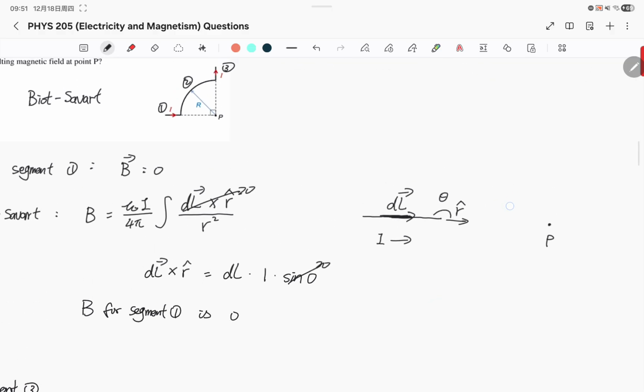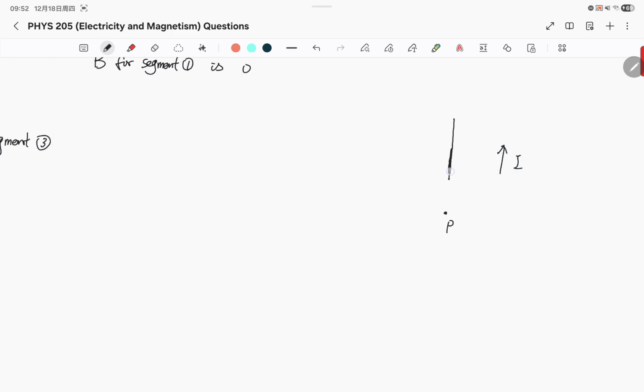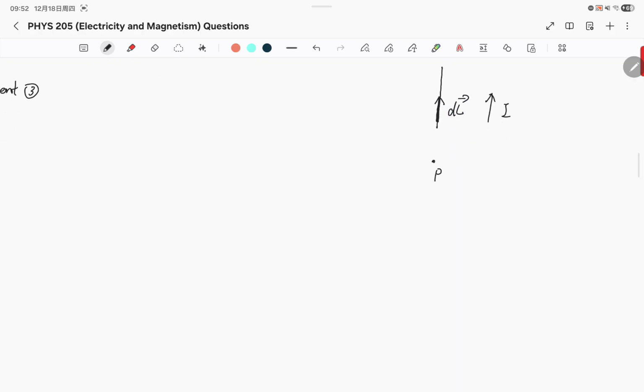How about for segment 3? Segment 3 is here, the vertical one. Let's draw segment 3. This is P. The current is flowing upward. So dl is here. And r hat, like I said before, r hat is pointing from dl to our point. So r hat is right here.